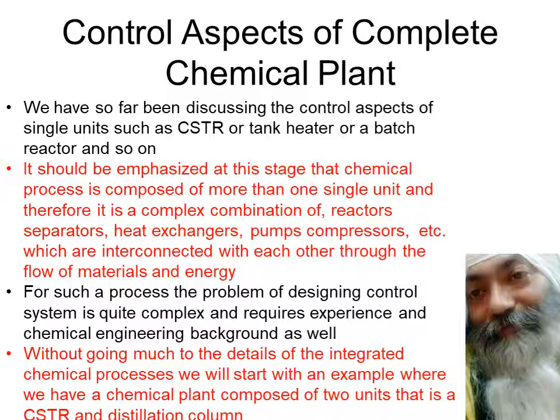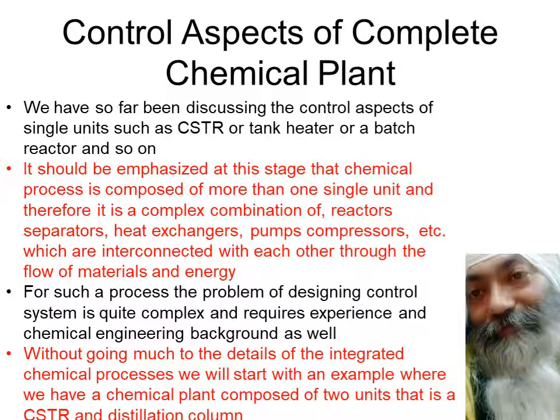So without going into much detail of integrated chemical processes, we are going to start with an example where we have a chemical plant composed of only two units. We are considering at this time only two units, and those two units are the CSTR, that is the continuously stirred tank reactor, and the distillation column. The distillation column is a simple one, and the CSTR is also a simple one.